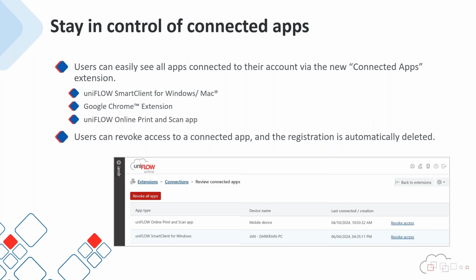Now, additionally, users have the ability to revoke, basically cancel access to these connected apps, which can lead to an automatic deletion of the registration. So please bear in mind that if those apps are deleted, they will have to be re-registered. It's mandatory if the app wants to be used again. Now, from a security perspective, users can remove these apps if they're no longer needed. Why have them? And it's just a nice overview of what applications are connected to the tenant.